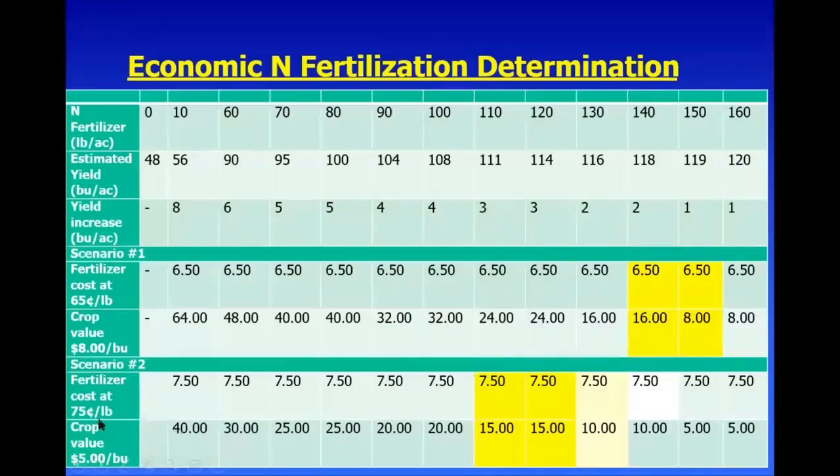But here, I've changed the price of the fertilizer from 65 to 75 cents a pound. I've dropped the wheat value from $8 to $5 a bushel. Our 2-to-1 ratio actually comes in here, the 110 to 120 pounds of nitrogen fertilizer. So same response curve, but with different economics. In one case, we'd be looking at around 140 pounds of nitrogen fertilizer. In the second case, we'd be looking maybe around 110 to 120 pounds of nitrogen fertilizer for the same crop in the same field, just different economics. This is the way I'd like to determine nitrogen fertilizer application.